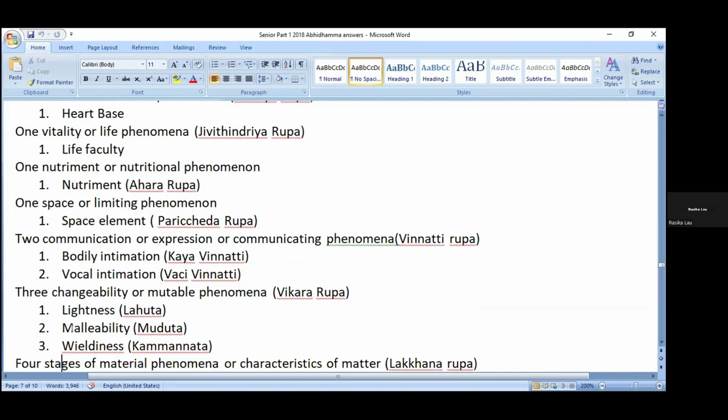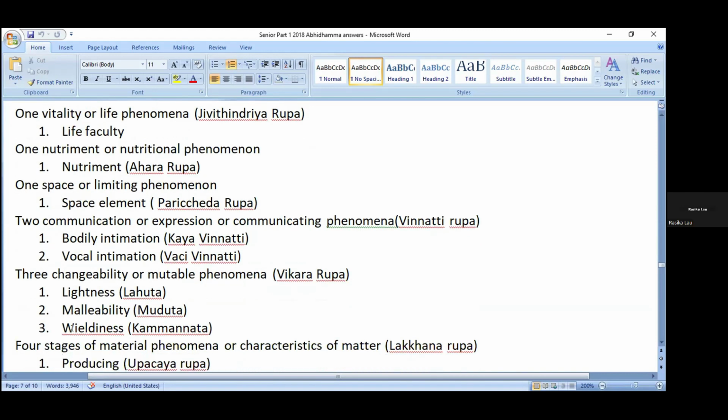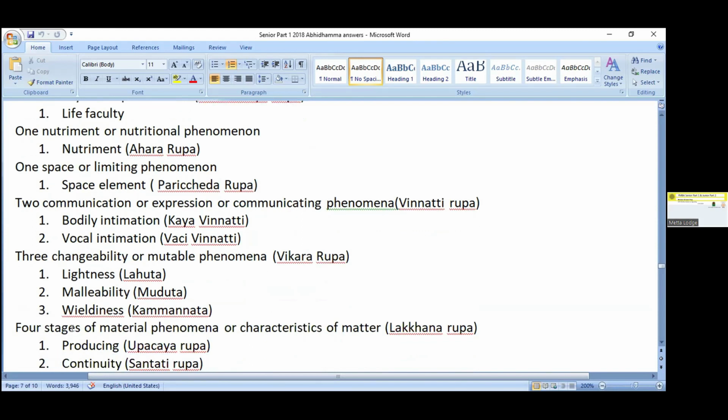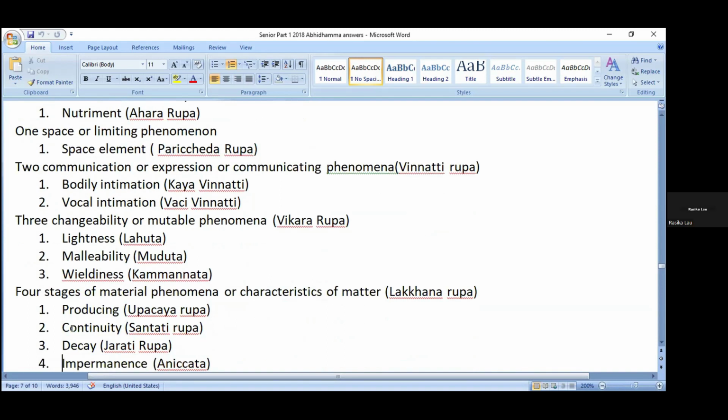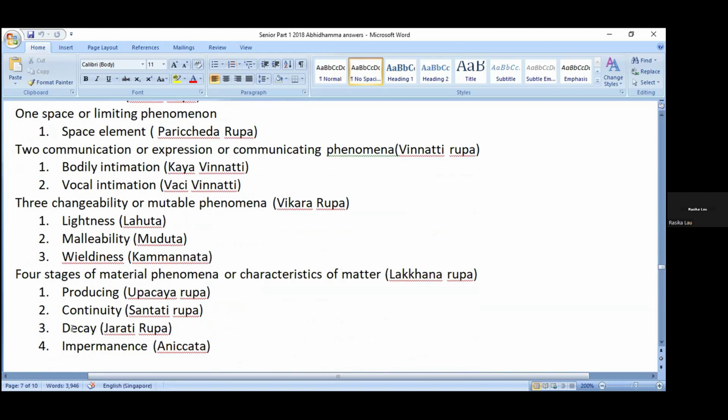Then all matter has to change. So this is the characteristic of matter. So it starts with production, you become a baby. Then continuity, you continue living. Then you come to old age, you have decay, and finally impermanence. Okay, so this is a way to remember the rest of the 24.